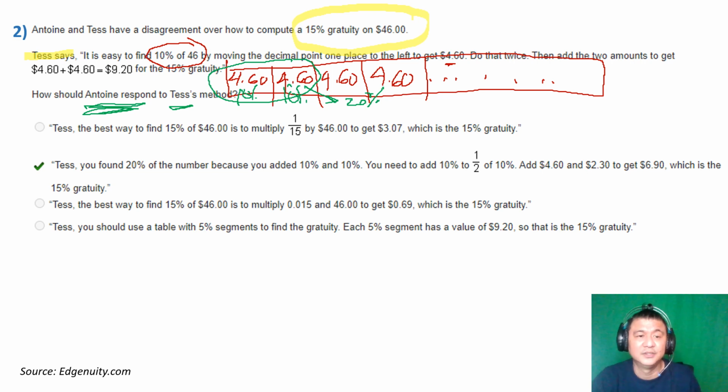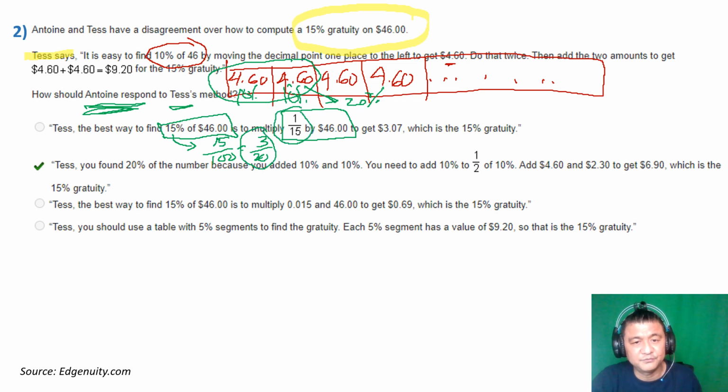This is what Anton proposes. Tess, the best way is to find 15% of 45. Now, she wants to use the decimal way. Is that right? I mean the fraction way, my bad. So 15 over 100, you could simplify that by dividing by 5: 3 over 20. Is that the same as 1/5, 1/15? Are they the same? No, because if you multiply them, that's not going to be your answer. So definitely, this is not the correct way.